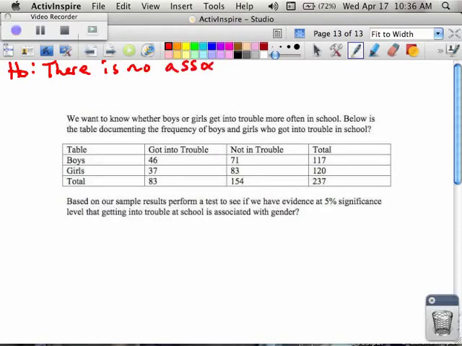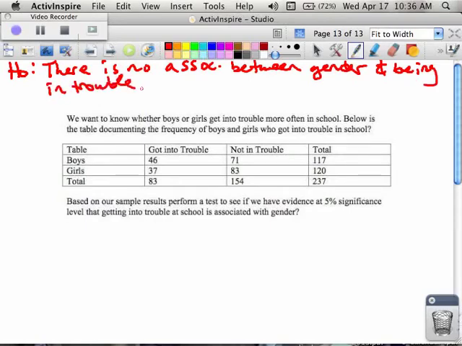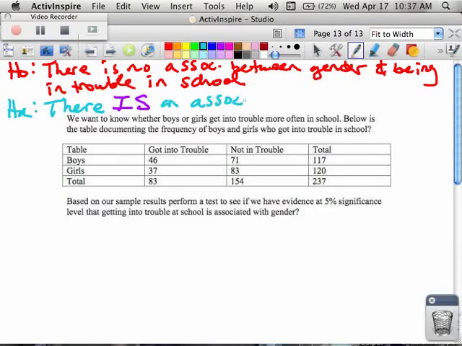H0: There is no association between gender and being in trouble in school. And as always, our alternative is the same thing, but there is an association. Remember, on the test, don't do this, but so your hands don't cramp up, for now, do it. Next.